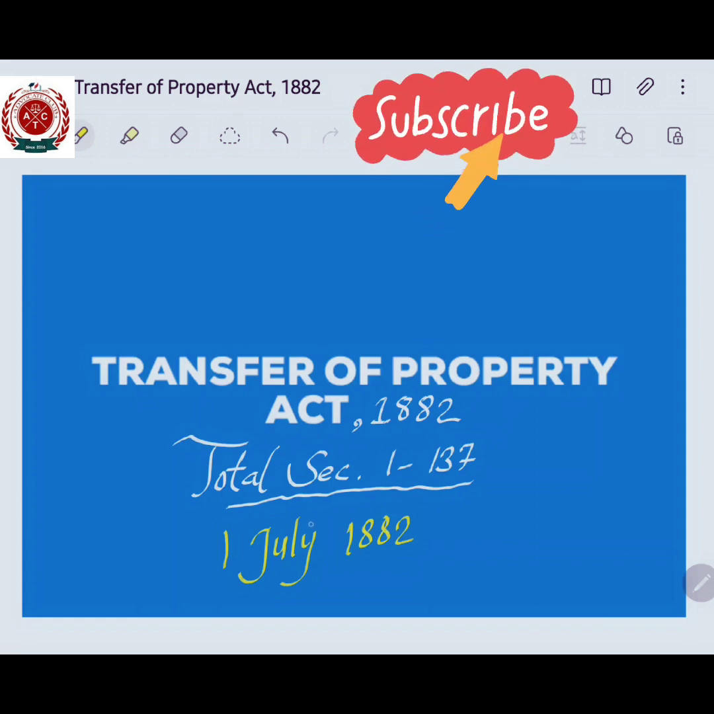We have seen the overall spectrum of the Transfer of Property Act in this video, and this Act is non-exhaustive and it is not applicable to Punjab and Muslim law.